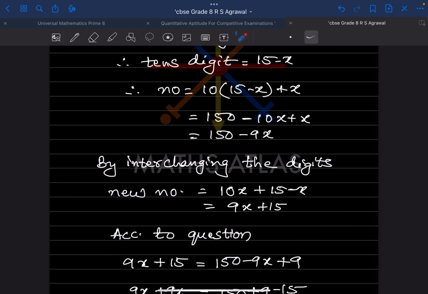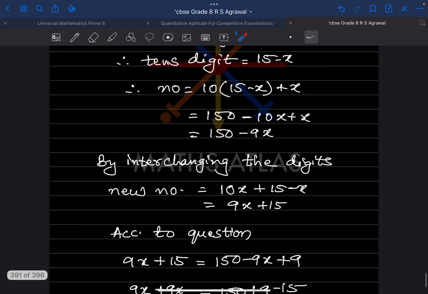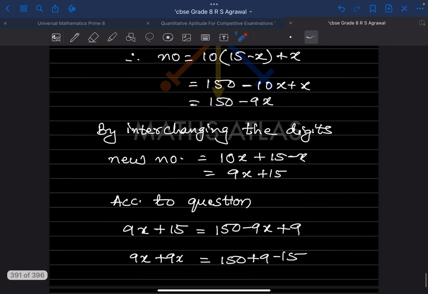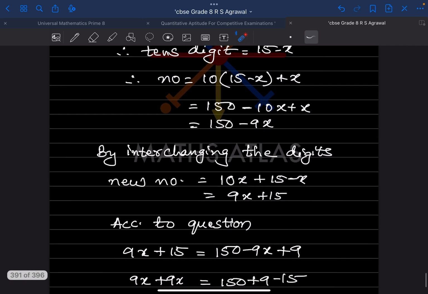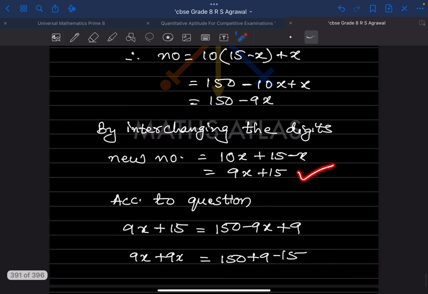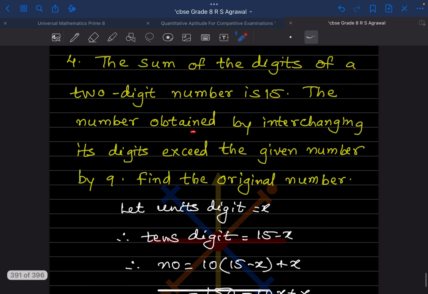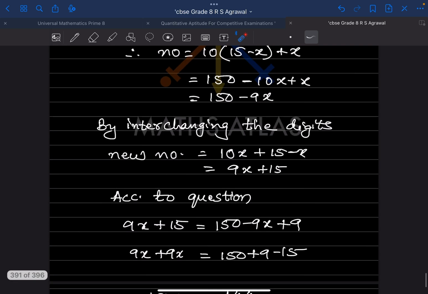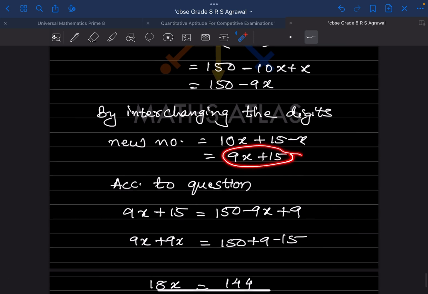Now according to this question, what is given here? The number obtained by interchanging the digits is exceeding the given number by 9. Whatever the interchanged number is, what was the interchanged number? It was this one. So be careful with this part. So 9x plus 15 is equal to the number plus 9.